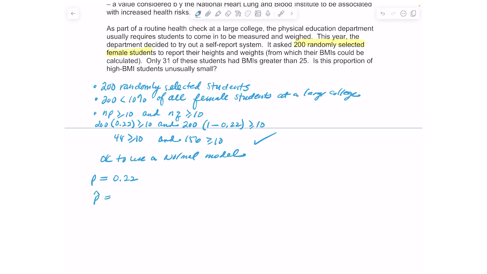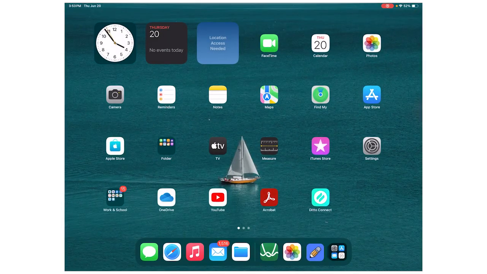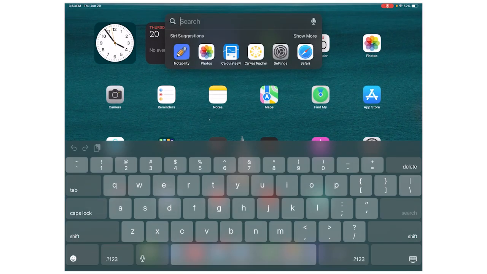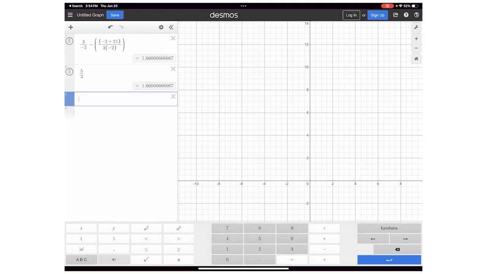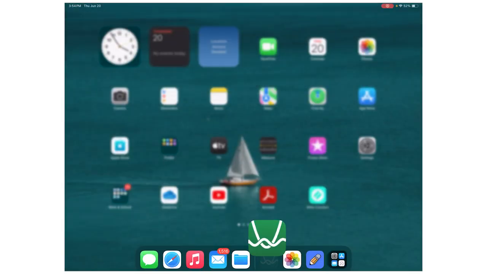So of the 200 randomly sampled or self-selected females, 31 had a BMI greater than 25. So I just need to divide that, 31 divided by 200. So if we type that in, and I'm just going to use Desmos for this. You can use your graphing calculators. I get 0.155. So that's P hat. That's my sample proportion.